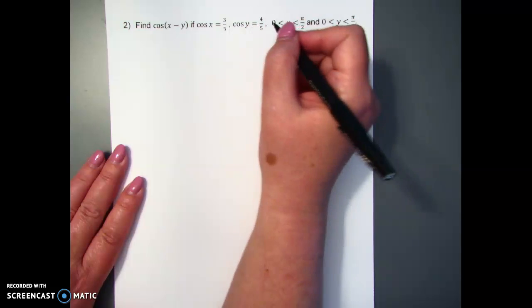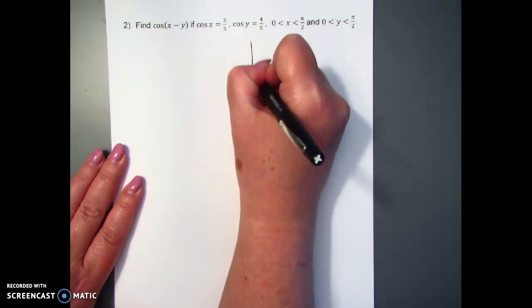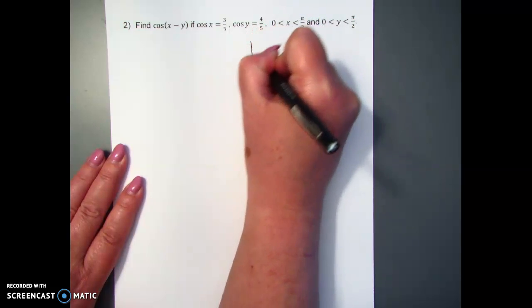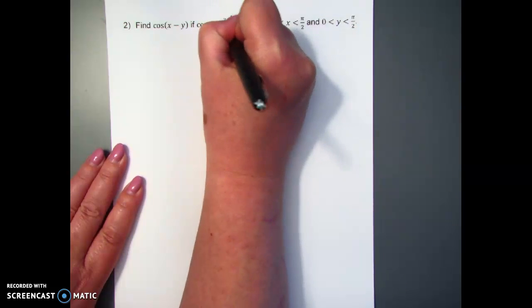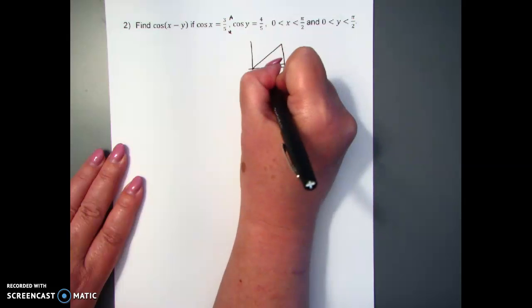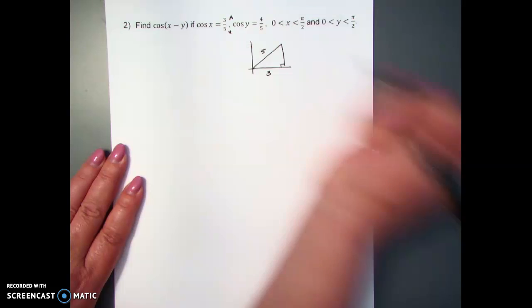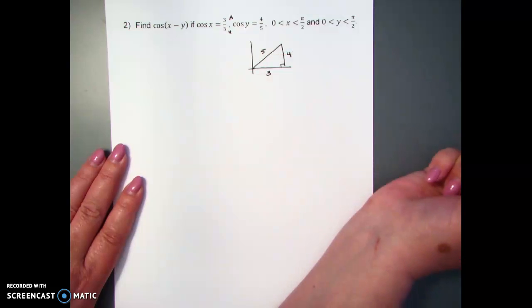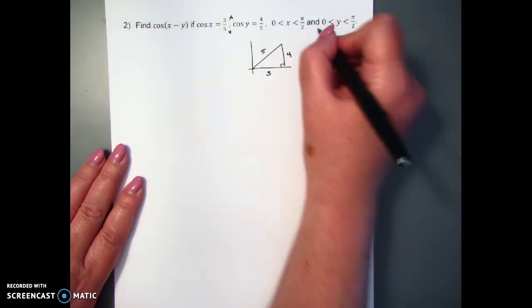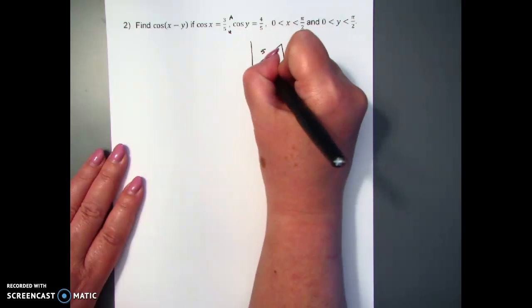So if we take a look at this, this one is saying that the adjacent over the hypotenuse is 3/5, so my adjacent is 3 and my hypotenuse is 5. So we could either recognize this is a 3, 4, 5 right triangle, or you could do Pythagorean theorem to figure that out. And then, so this was my x angle.